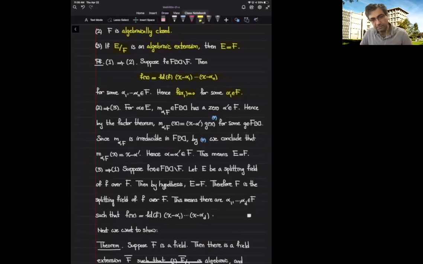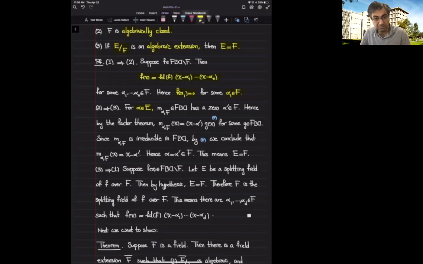Now, let's assume that the field is algebraically closed and try to show that every algebraic extension is F. There is no non-trivial algebraic extension. So let's start with an algebraic extension E, and let's pick an element alpha inside E, and I want to show that alpha belongs to F. So I'm going to look at the minimal polynomial of alpha. I need to show that it is of degree 1.